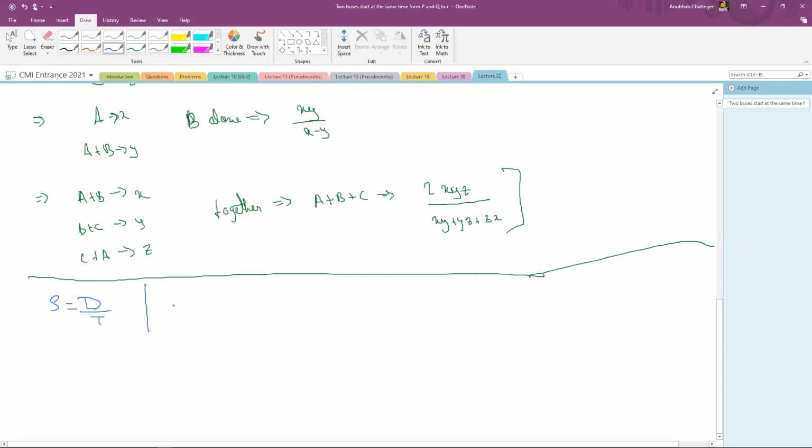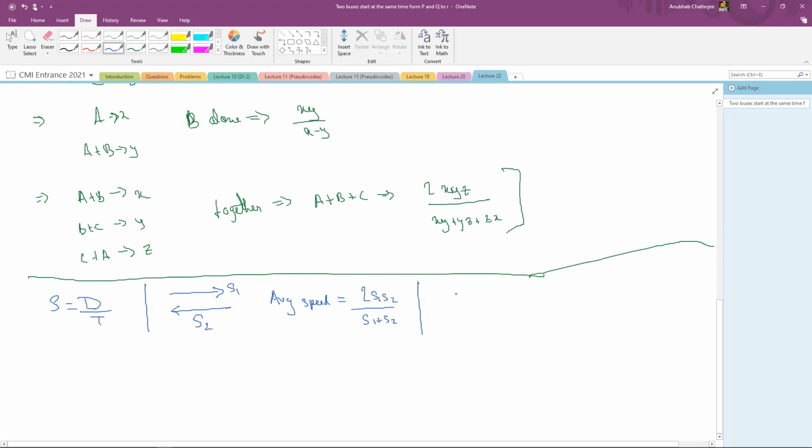Suppose there is a return journey. A person goes from here with speed s1 and returns back to this place at speed s2. Then the average speed is given by 2 s1 s2 by s1 plus s2. Again, the same kind of harmonic mean formula.